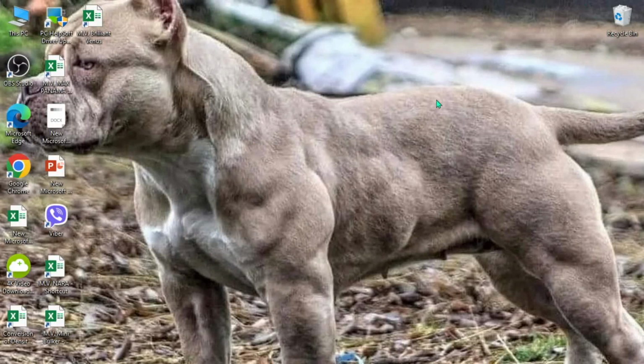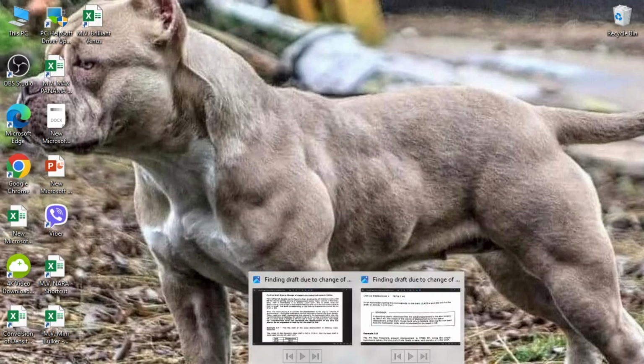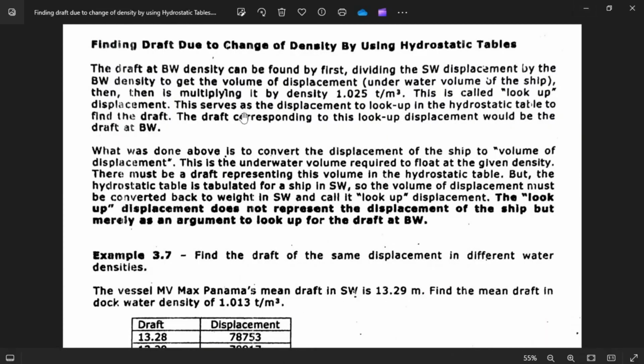Good afternoon, guys. Today I'm going to make a video presentation about finding the draft due to the change of density by using the hydrostatic tables. Okay, guys, let's start. So here, finding draft due to change of density by using the hydrostatic tables.